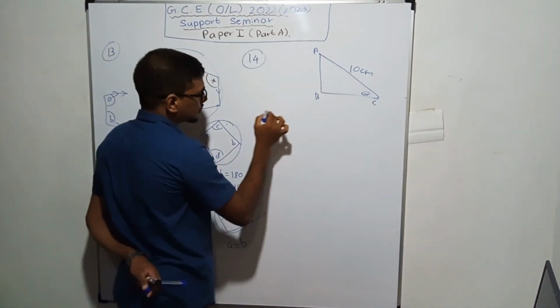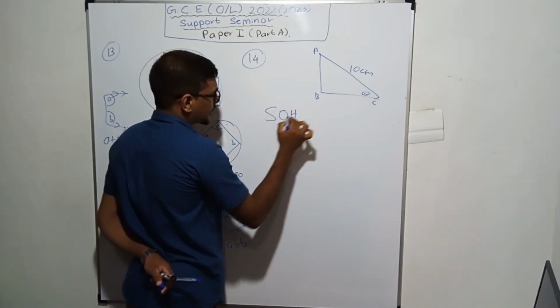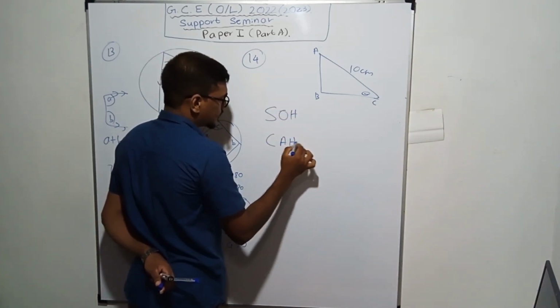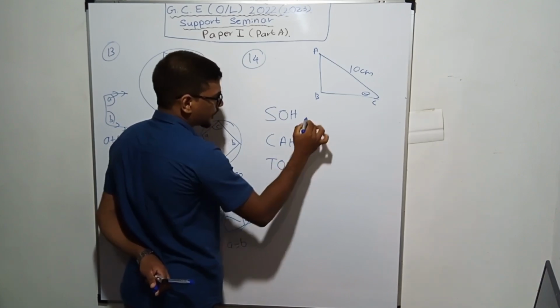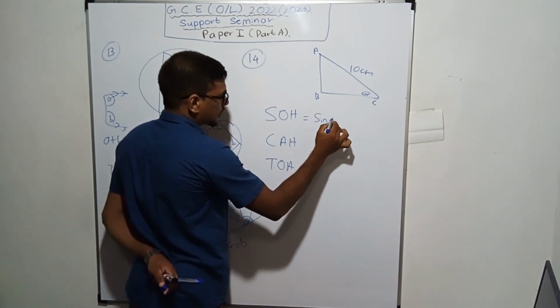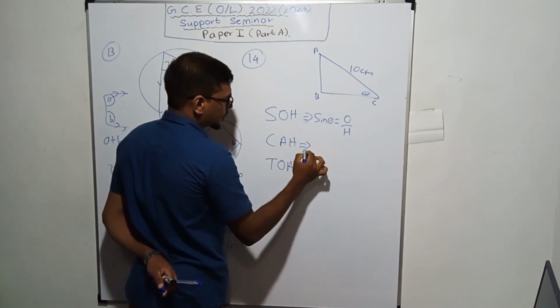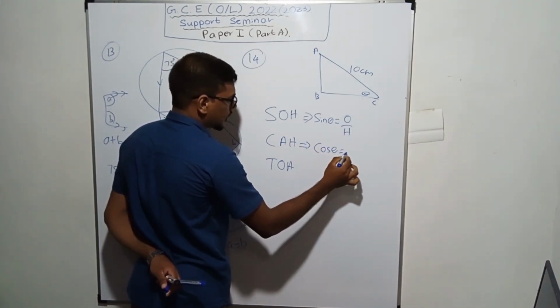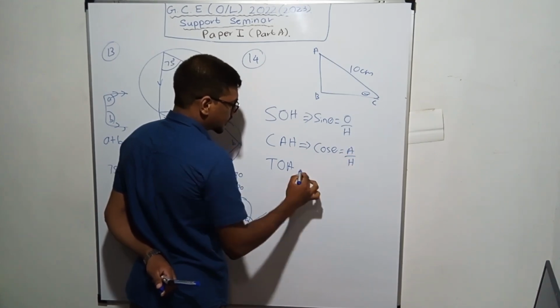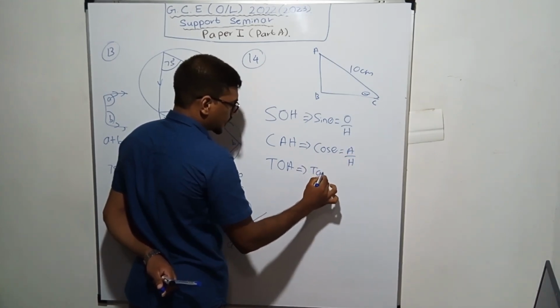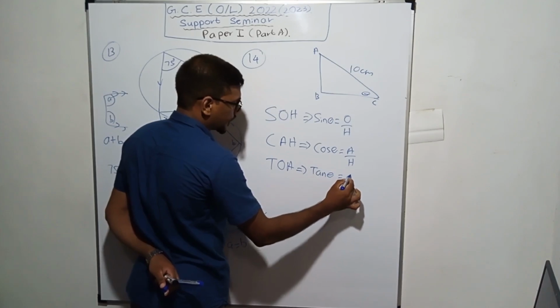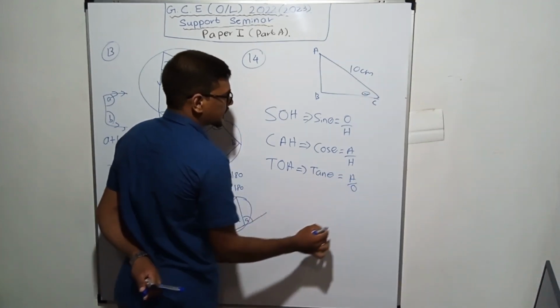SOH, CAH, TOA. Sin theta will be opposite over hypotenuse. Cos theta will be adjacent over hypotenuse. Tan theta will be opposite over adjacent.